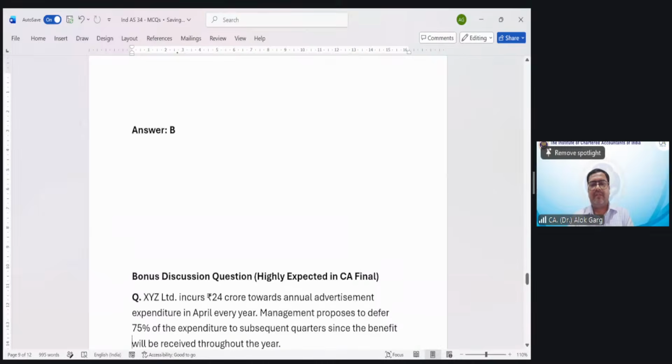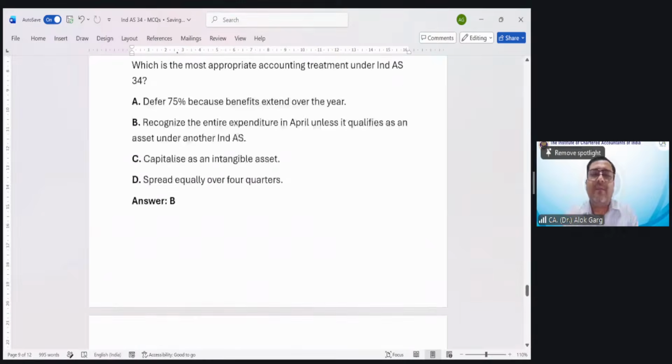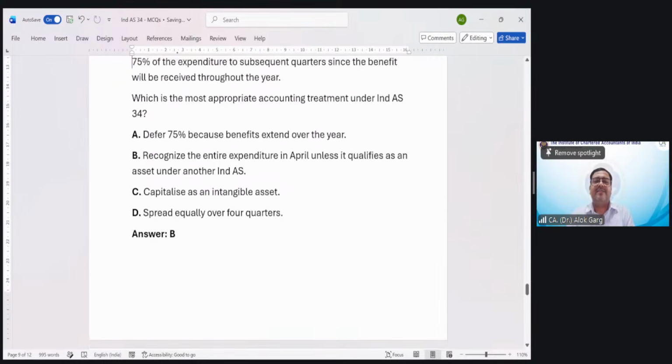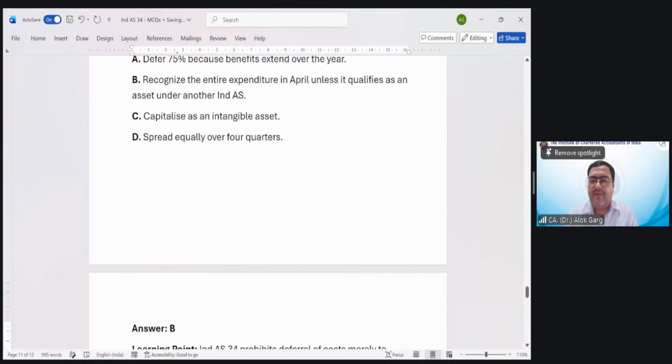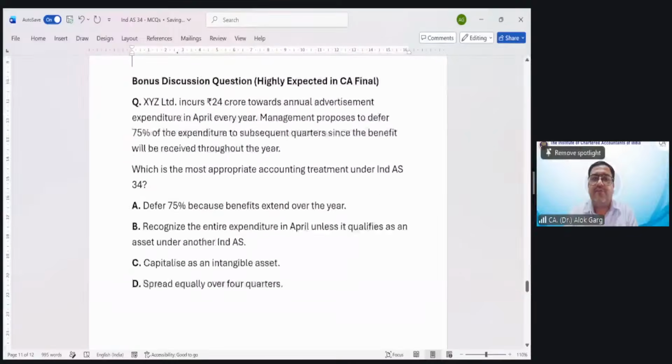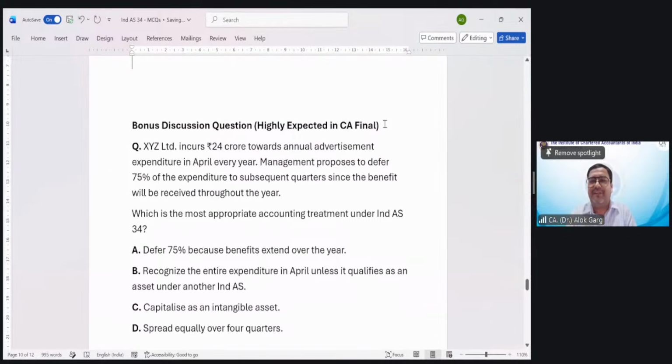Okay. Now, this is what it says. Just a minute. Let me remove this word, highly expected in CA final. Let me remove this. Okay.